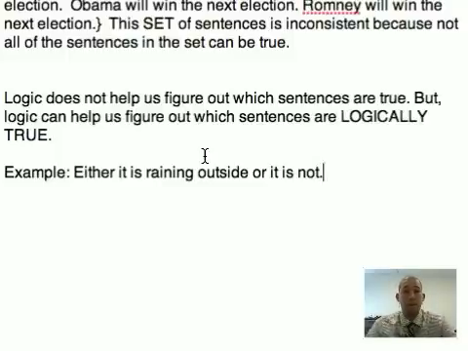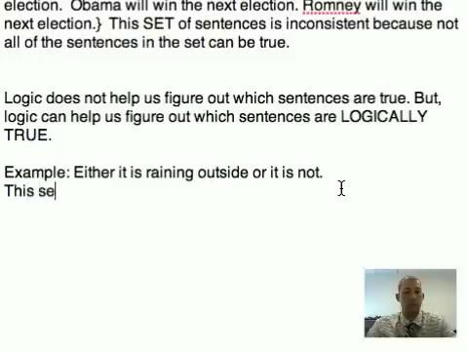Now consider the scenario where it is not raining outside. Well, the sentence is still true. Why? Well, because either it is raining outside or it is not. And we just said that it's not raining outside. So that means that we've satisfied this part of the sentence. So in either scenario, whether or not it's raining outside, this sentence is always true. And the reason why it's always true has to do with its actual form.